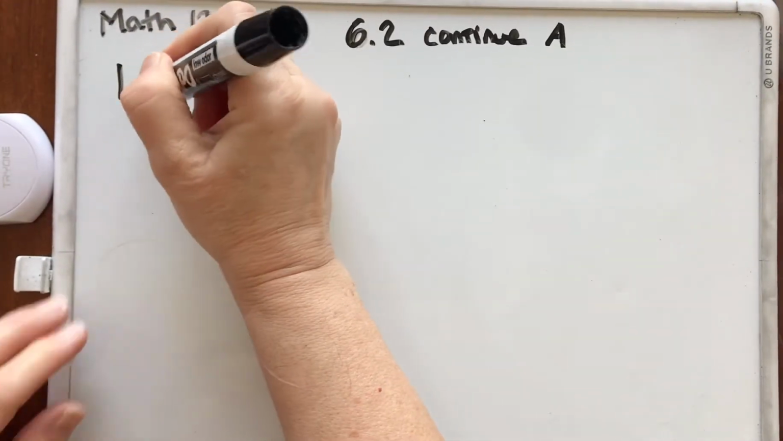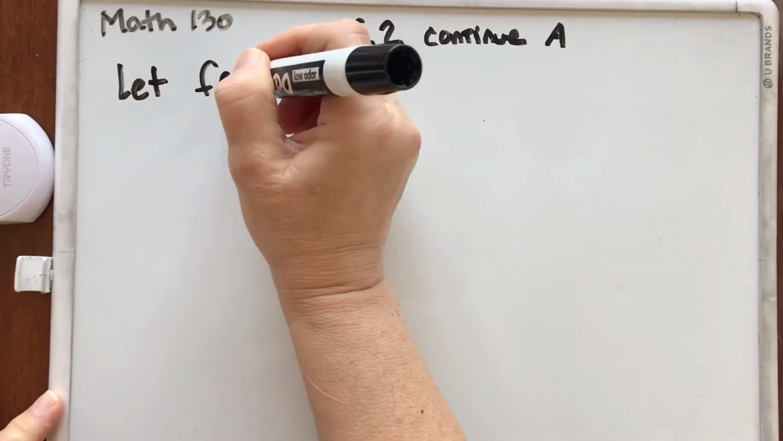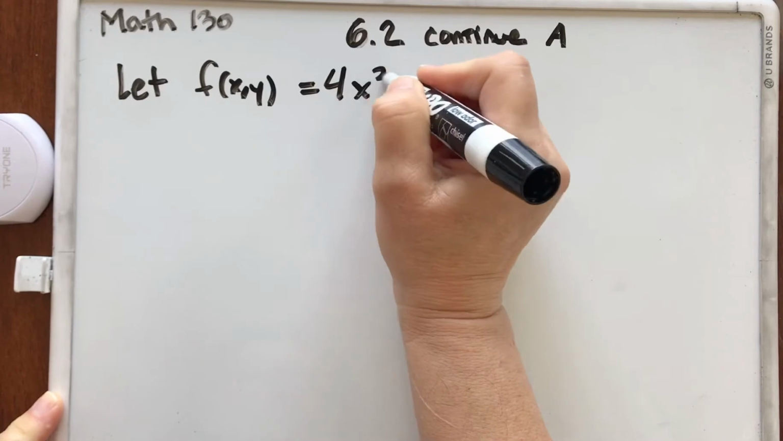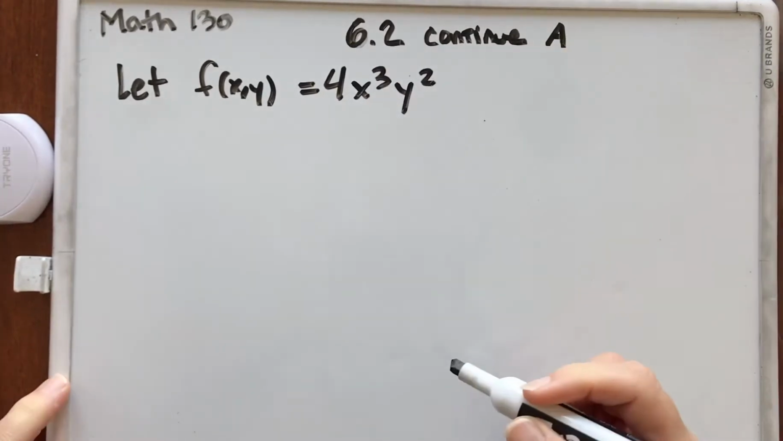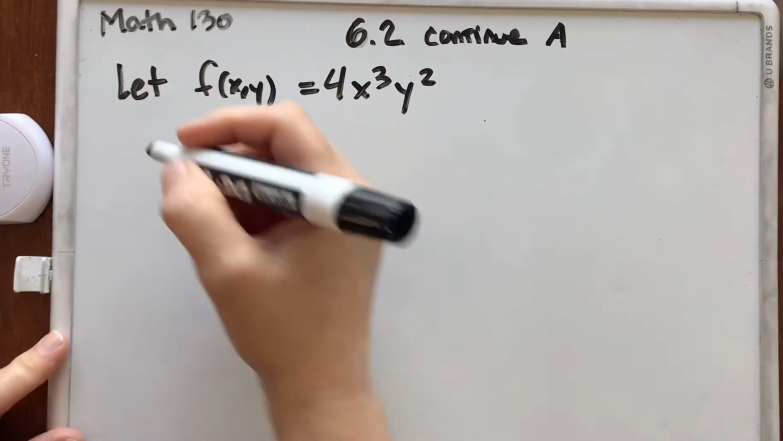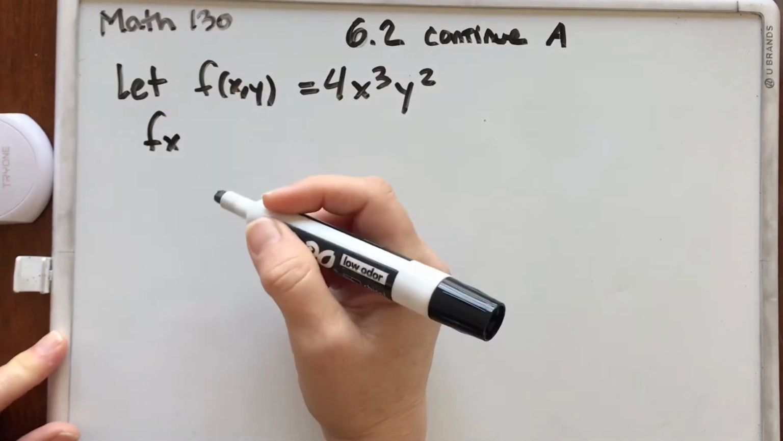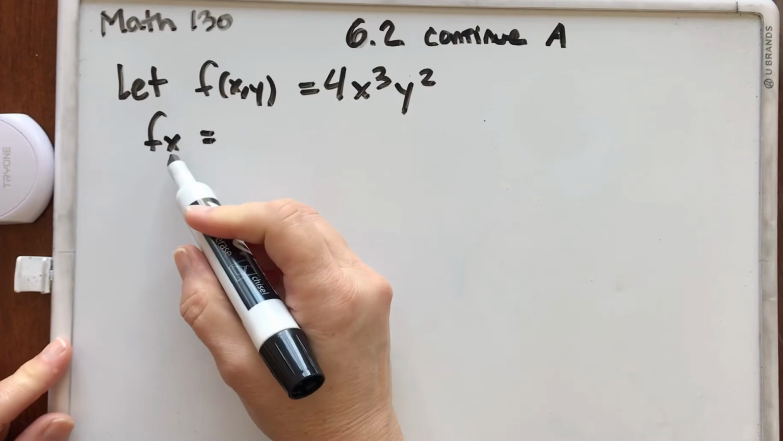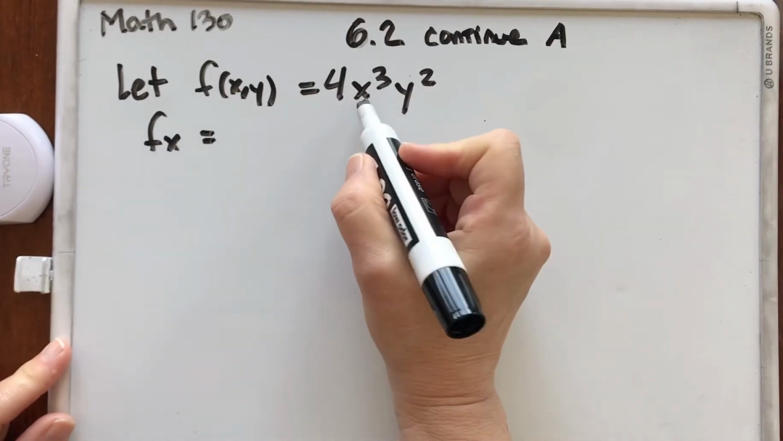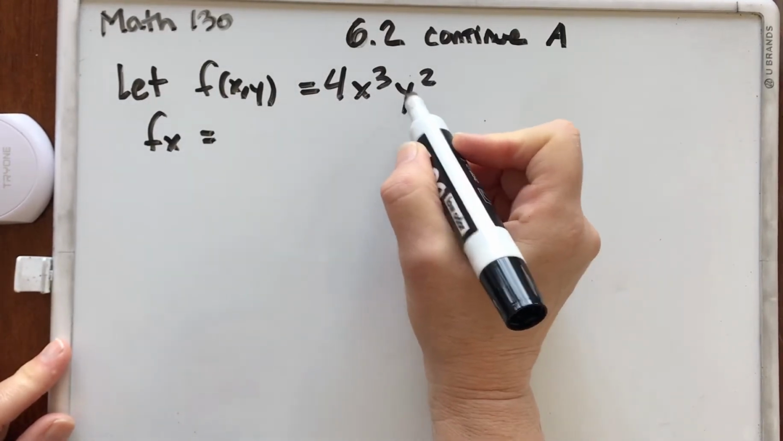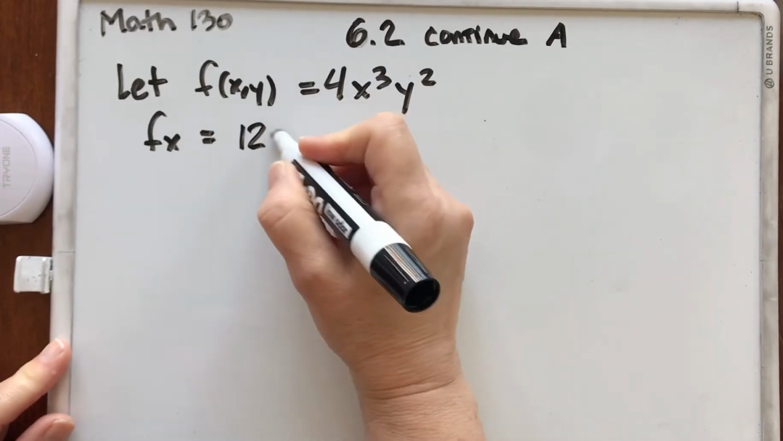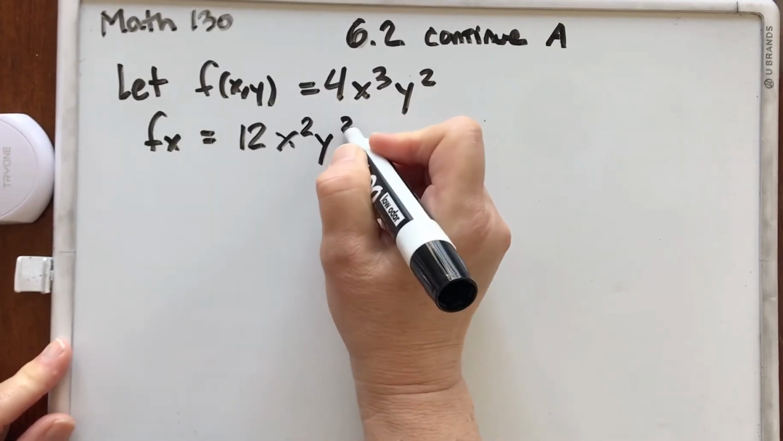We're going to let f of x, y equal 4x cubed y squared. Let's first take f_x, the partial derivative with respect to x. Okay, so x is the variable. Here's the variable, here's the constant. So with the variable, we're going to bring down the 3, and we get 12x squared y squared.